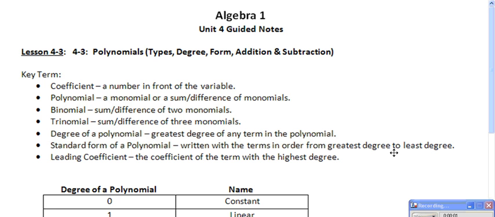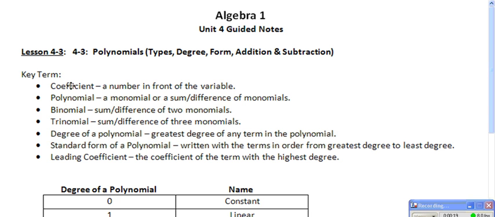Lesson 27 for 3 polynomials. Today we're going to look at the types, the degree, and the form of polynomials. For today's success, you'll want to note and become familiar with today's vocabulary.